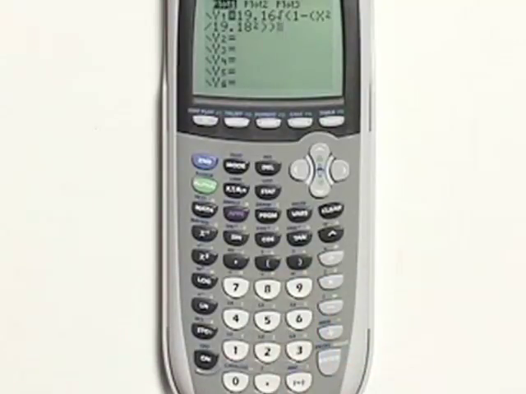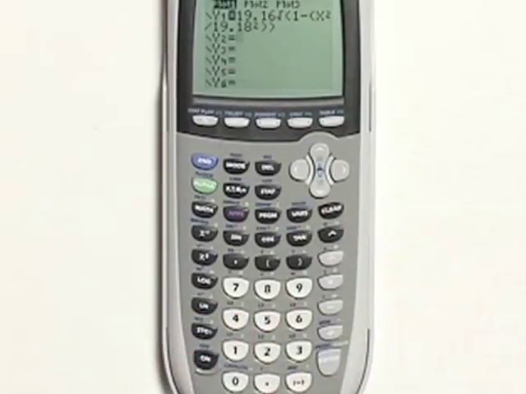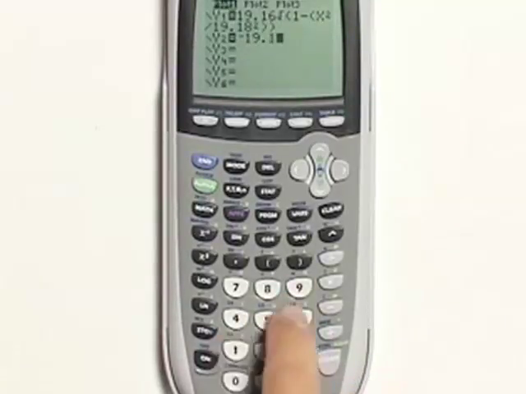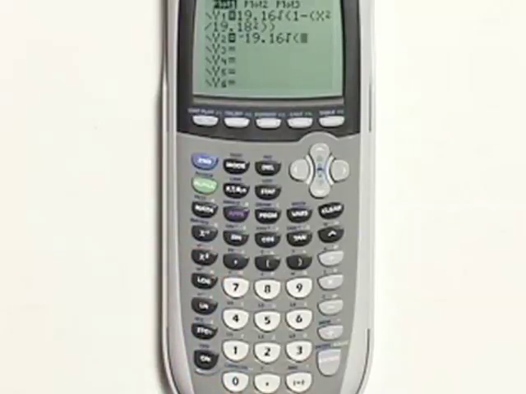Now I'm going to close the parenthesis for that part of the expression, but then also close the parenthesis for the square root. The second equation, we press the down arrow key to get to y sub 2, and it's the same equation, just with a negative in front of it. So we press negative 19.16.